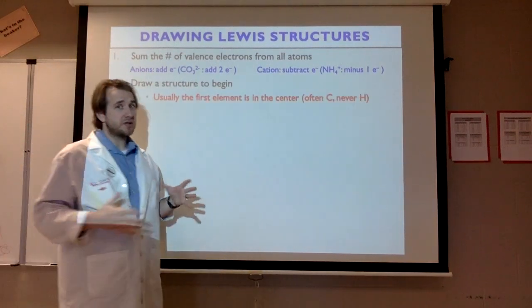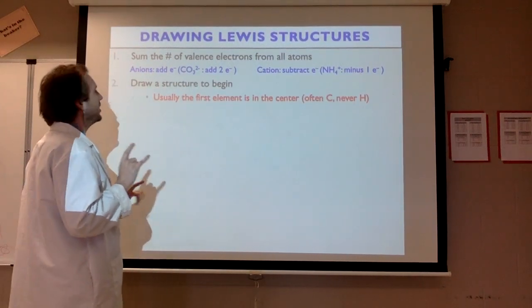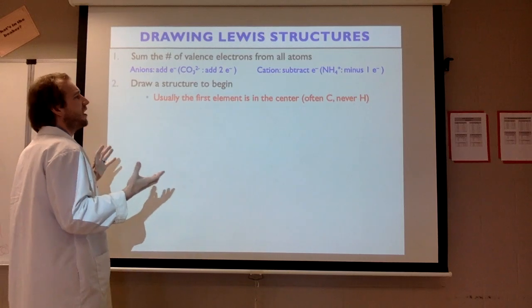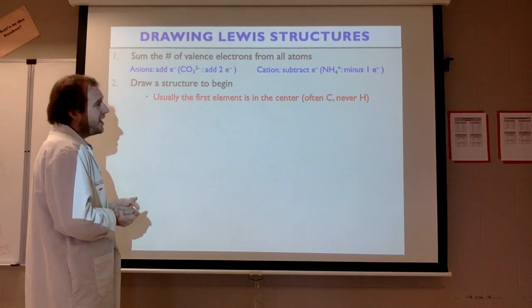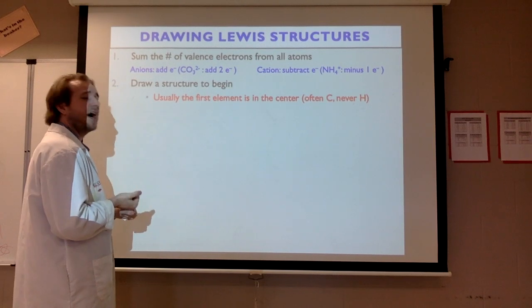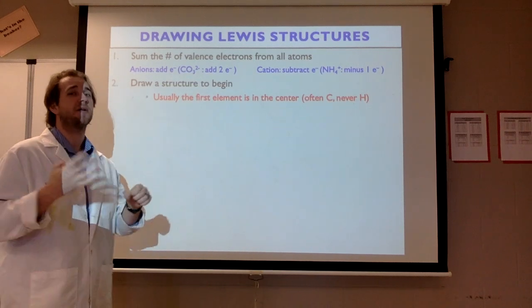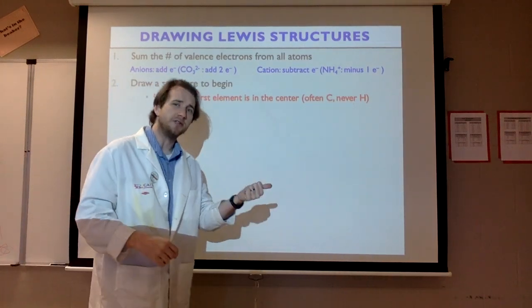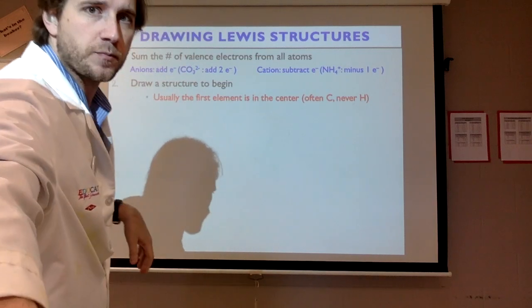When you go to start drawing your structure, you have to pick a central atom. Usually it's the first element of our compound as it's written. But when in doubt, never hydrogen. If you have a carbon, put it in the middle. Carbon can form 4 covalent bonds. Hydrogen can only form 1.